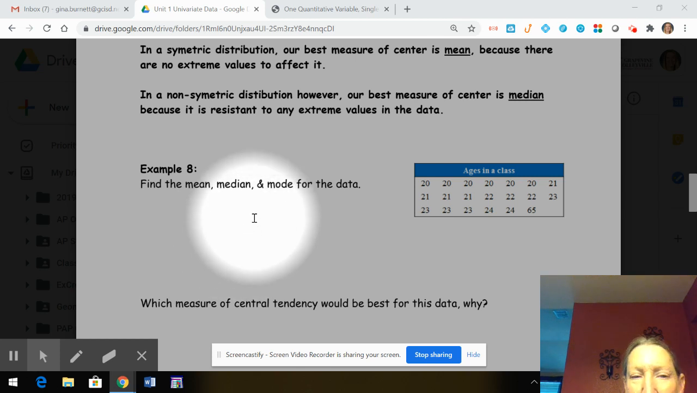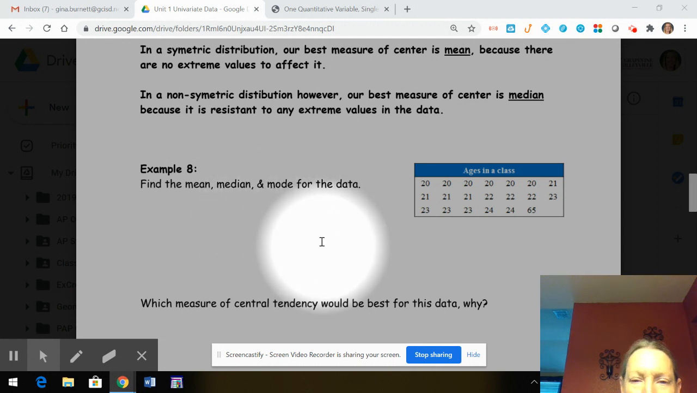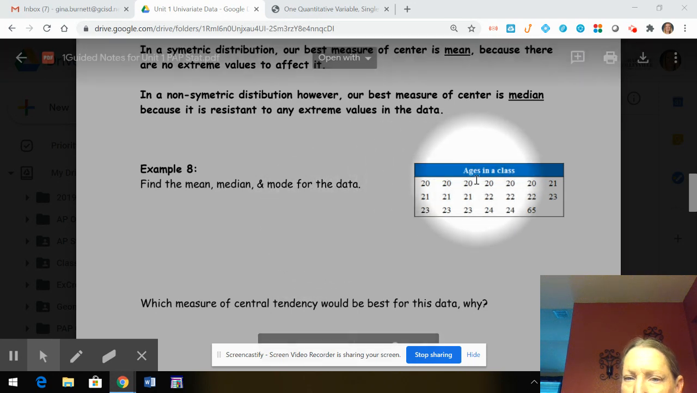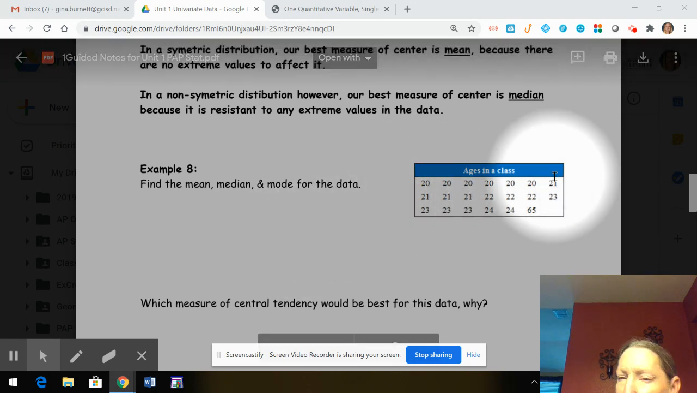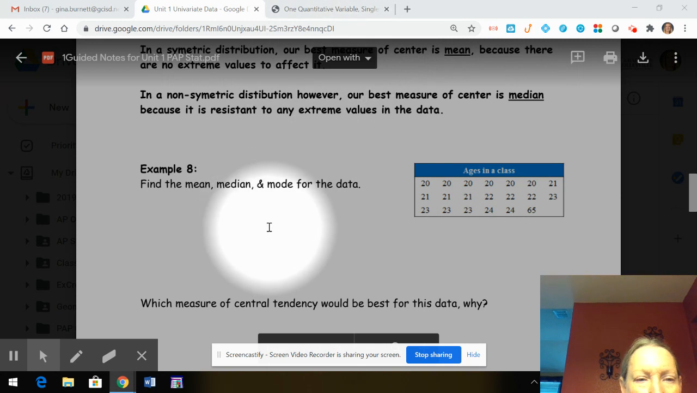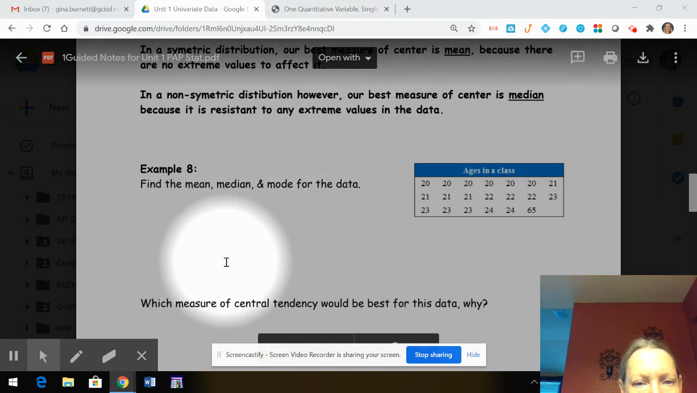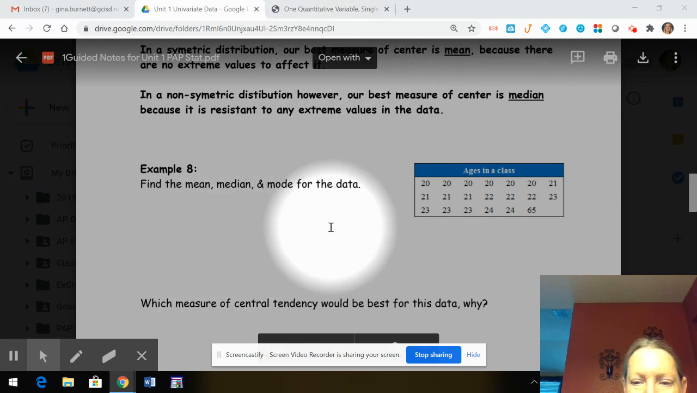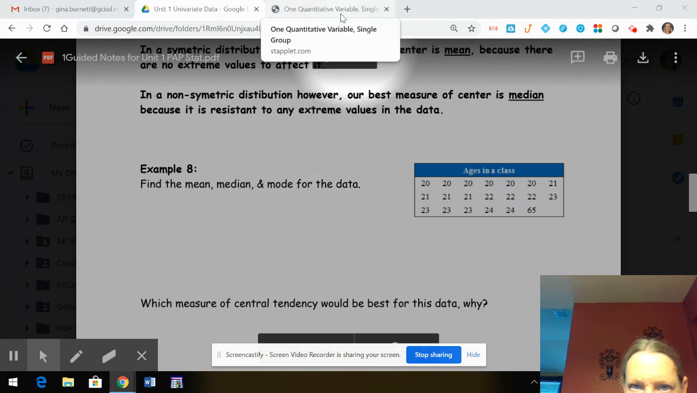Video is to go over examples 8 and 9 together. We are going to be talking about how to get measures out of Stapplet. So I already took the liberty of typing this data in, so I'm going to take you to Stapplet right now. We are looking for measures of center and then answering some questions.